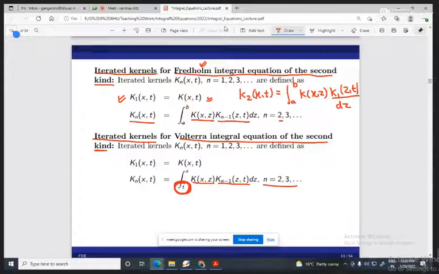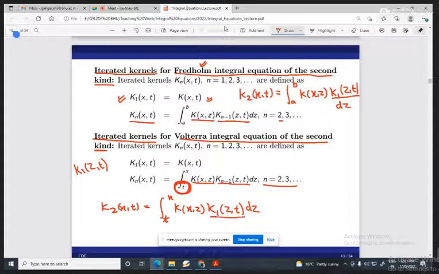Same here, if we find k2(x, t), then it will be the integral with limits t to x of k(x, z) k1(z, t) dz. And here k1(z, t) can be calculated from the given kernel expression. Do you agree with this?